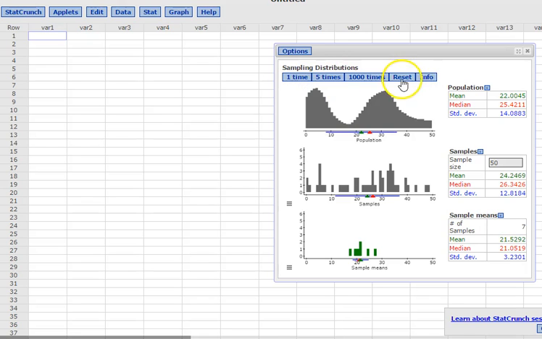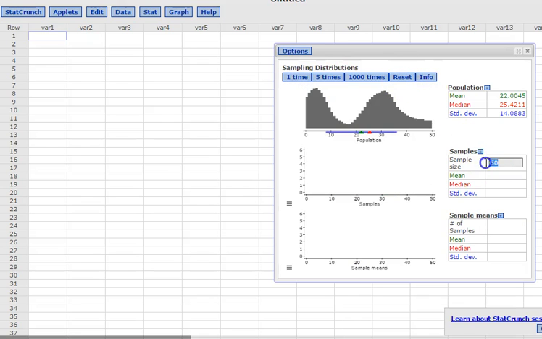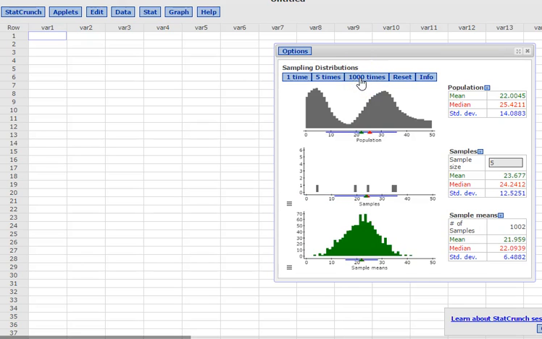Now I'm going to reset this because I want to start with a small sample, just to see what it would look like if we did a sample of size 5. Do a few more of these. Let's do 1,000 times. Interestingly enough, even though we have this really distinct bimodal characteristic here, our distribution of sample means is unimodal.